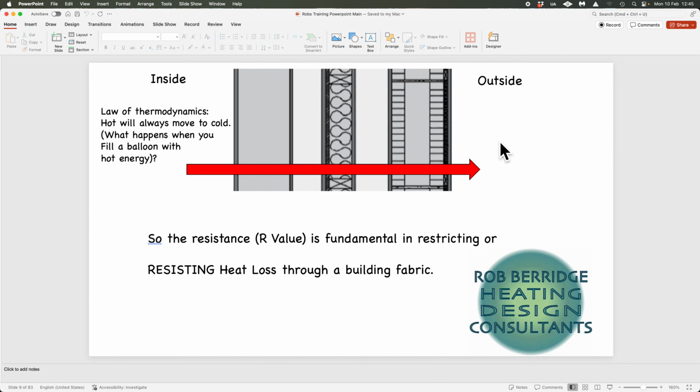Now, the second law of thermodynamics means that hot will go to cold in any direction. Doesn't matter whether it's north, south, east or west or whatever. So a lot of things that people tend to miss or forget when they're doing these calculations is what's happening with the floor in buildings. Has the floor got insulation in it? Is it just a solid screed floor? Is it a suspended floor with lots of air movement underneath it and then not insulated?